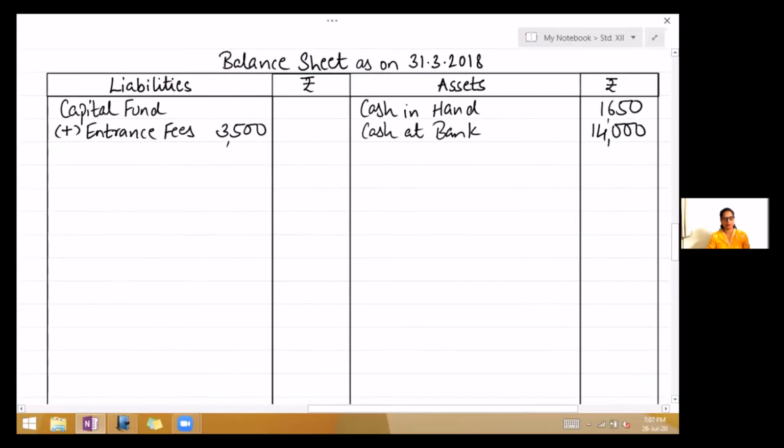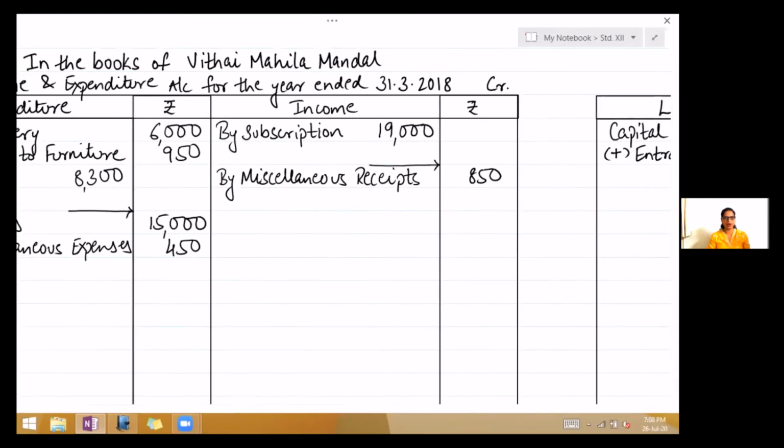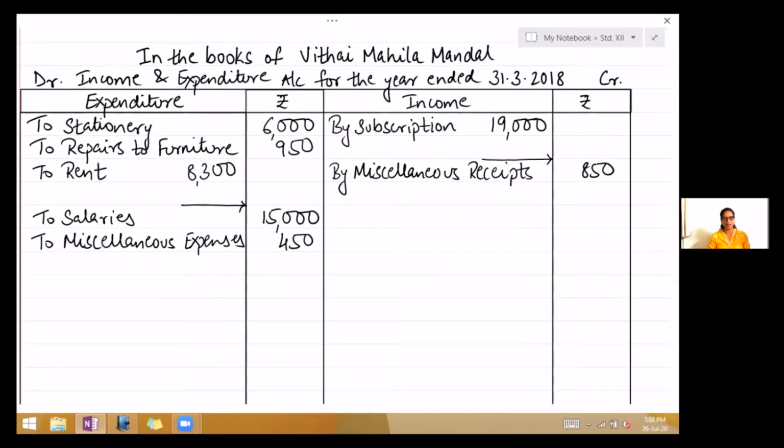Now we start with our adjustments. First adjustment, capital fund on 1st April 2017 was rupees 90,000. So in the liability side, capital fund, write 90,000 in the inner column. Second, outstanding subscription rupees 4,000. Now where have we written subscription? On the income side, and income is outstanding. So first effect, add outstanding 4,000. Add it, take it to the outer column, 23,000.